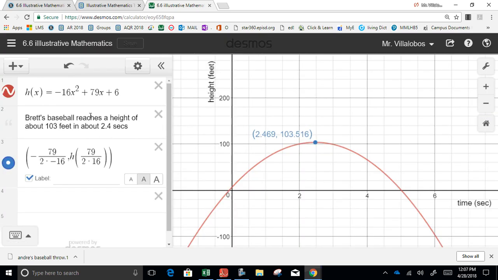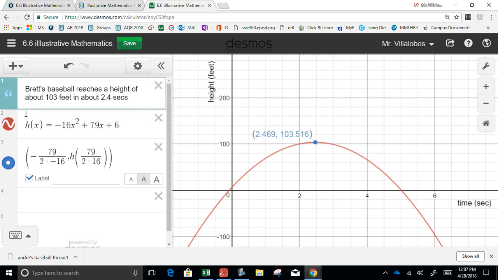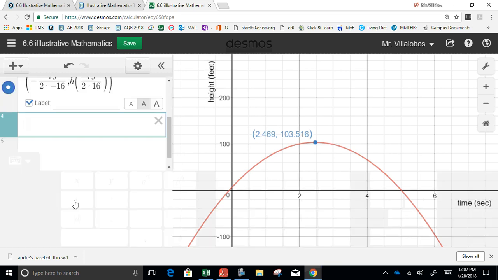Brett's baseball reaches a height of 103 feet in about 2.4 seconds, as seen by this graph, given the equation. Using negative b over 2a, h of negative b over 2a marks the maximum height. I see how far Brett threw the baseball up and how long it took.